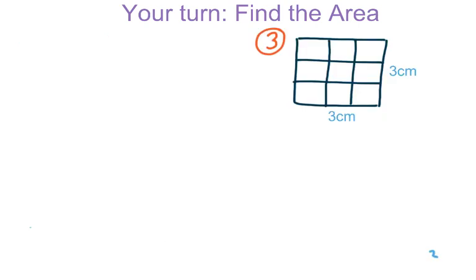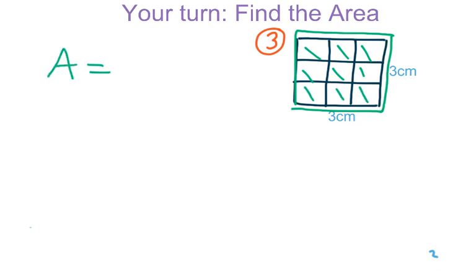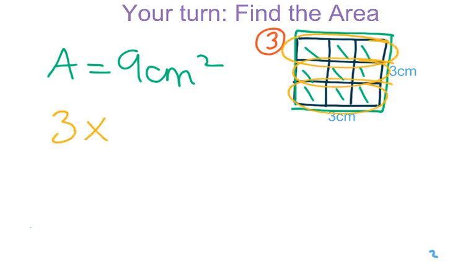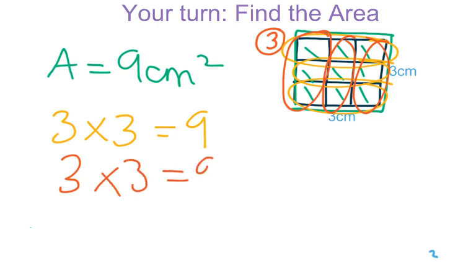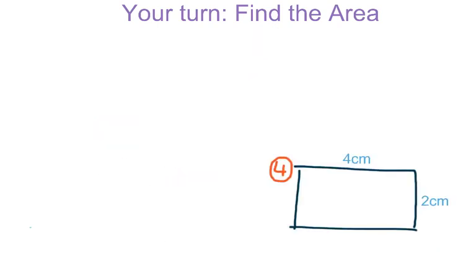Okay. So in this example, it's a square because this side is 3 centimetres and this side is 3 centimetres, and so will this one, and so will this one. If I count all of the squares, 1, 2, 3, 4, 5, 6, 7, 8, 9, we know that the area is 9 centimetres squared. And then for my multiplication, 1, 2, 3 groups of 3, and 1, 2, 3 groups of 3 again. So we know that the area of this is 9 centimetres squared.